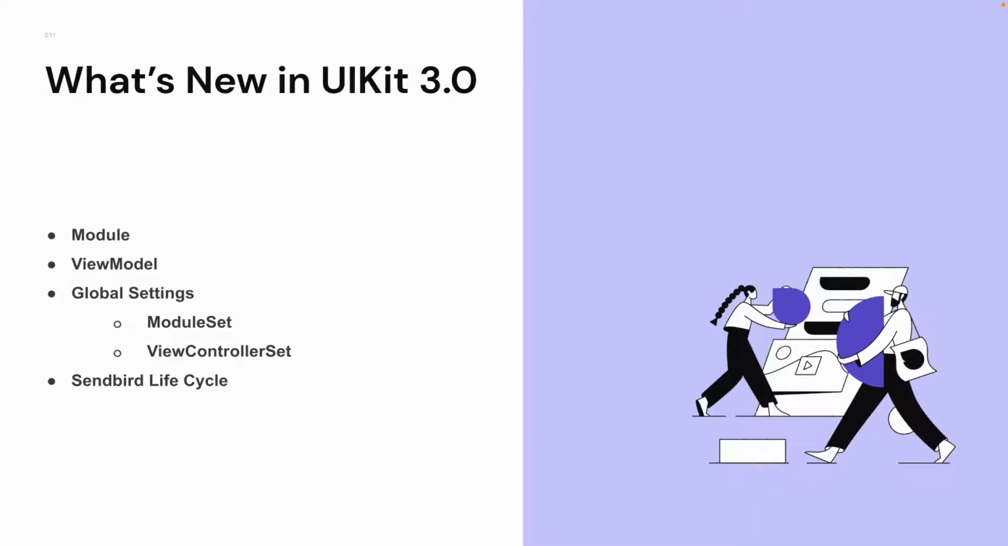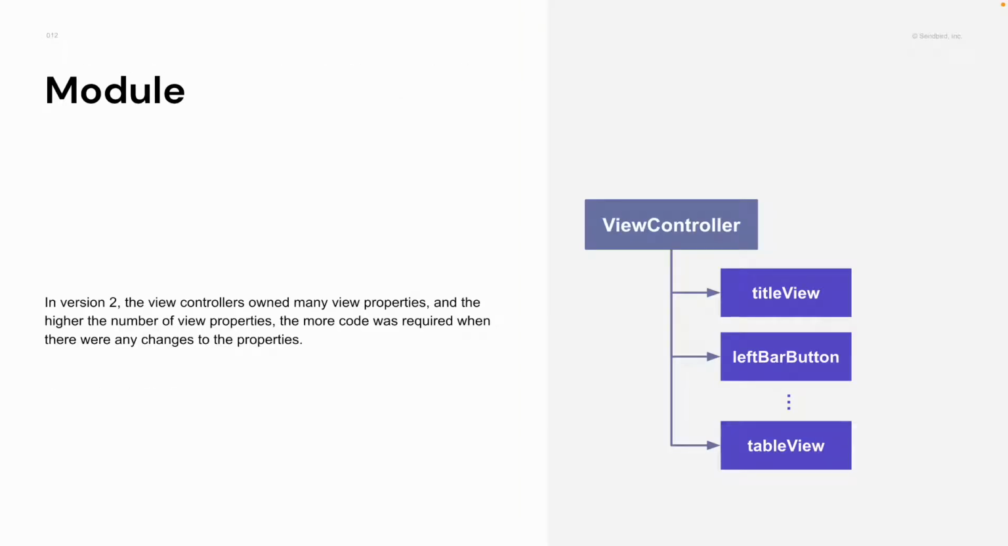Alright, now I'm going to show you what's new in Sendbird UIKit version 3. In version 2, the view controllers owned many view properties, and the higher the number of view properties, the more code was required when there were any changes to the properties.